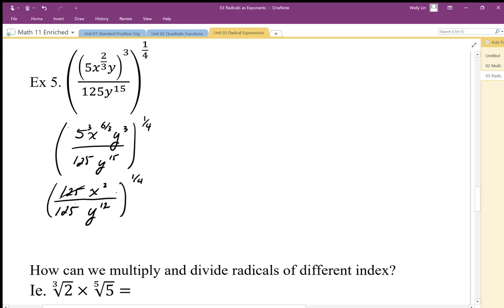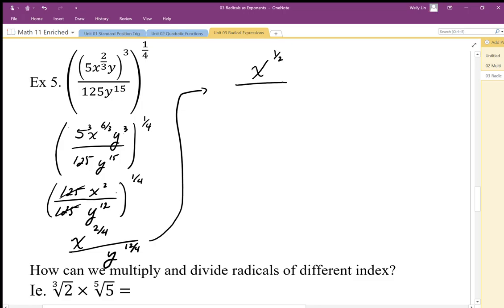125's cancel out. Okay, so we have x to the power 2 root 4 over y to the power 12 root 4. We can simplify those ratios. And so we end up with x to the power 1 over 2, or square root of x, y to the power 12 over 4, which is just y cubed. So this ends up being the final answer here.